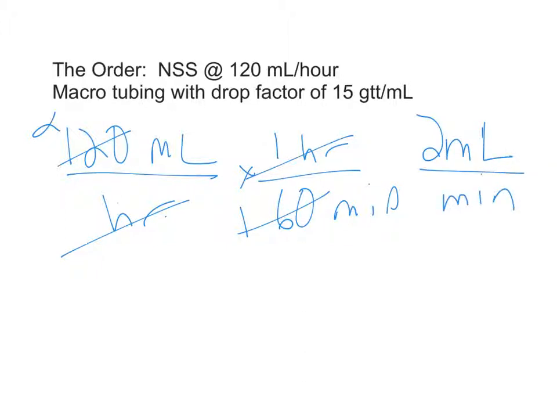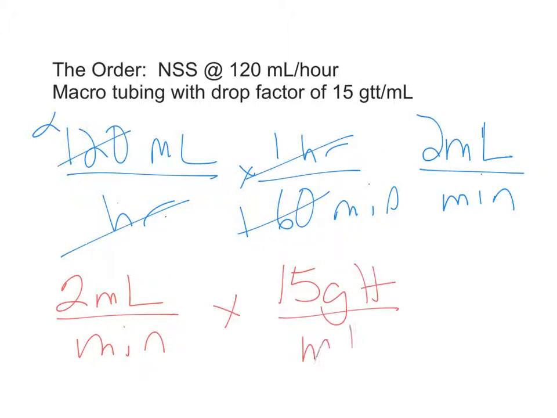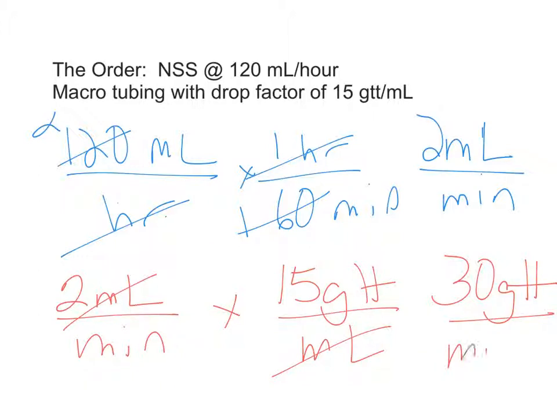What's going to change is the new tubing. So 2 milliliters per minute times 15 drops to an ml. mL still cancel out. We go across. We end up with 30 drops a minute. Well, that's interesting. Okay, so let's see how that plays out in a few more problems.